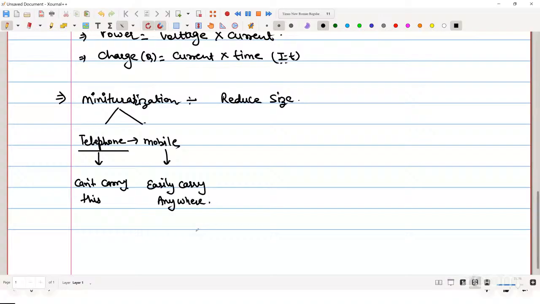Okay, so with miniaturization, the basic thing is that we make it compact, and due to this, it is easy to carry. Along with that, if we go from the telephone to the mobile, with technology advancement, lots of changes are done, so that provides better functions as compared to the telephone. Okay, so all of these will be discussed in the week one part.